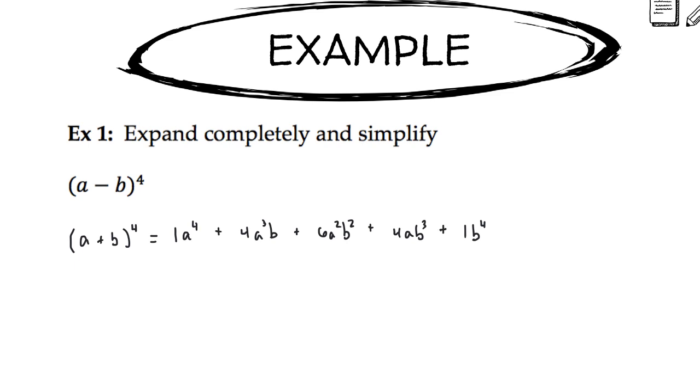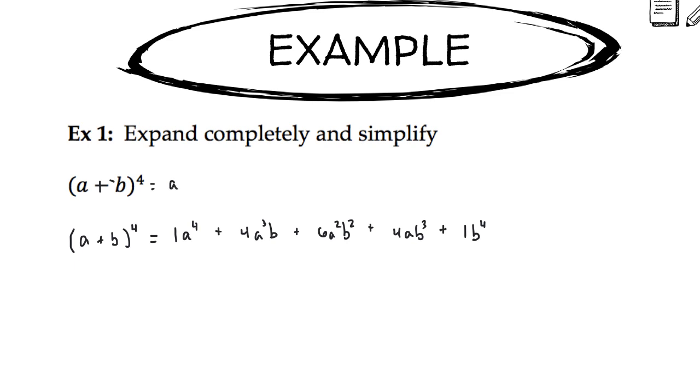However, with a minus b, what's going to happen instead is each of those b's I'll have to think of as a negative b, a plus negative b, to correctly use the binomial expansion. And what that means is when I have an odd power of b, I'll get a negative sign. And when I have an even power of b, I'll get a positive sign.